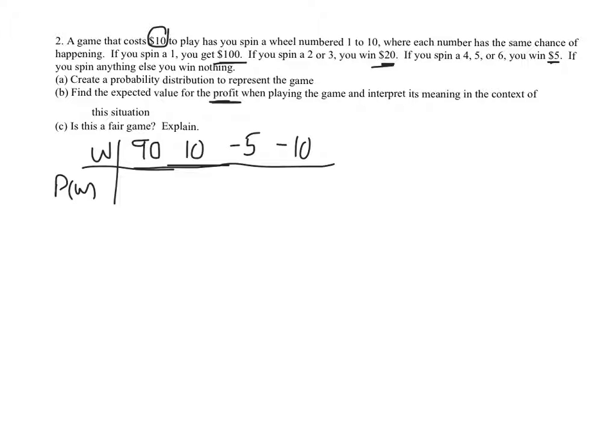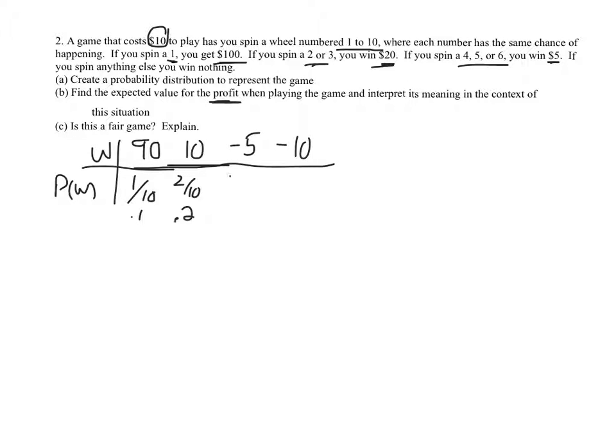Then when it comes to probabilities, I'm spinning the numbers 1 through 10. And the only way I can win that $100 or have a profit of 90 is with 1. So there's a 1/10 probability there. If you want to use the decimal of 0.1, you could. To get $10 would be a 2 or a 3, so that's 2/10, or you could do 0.2.